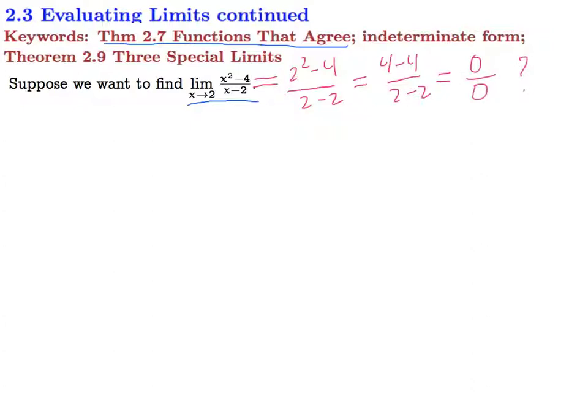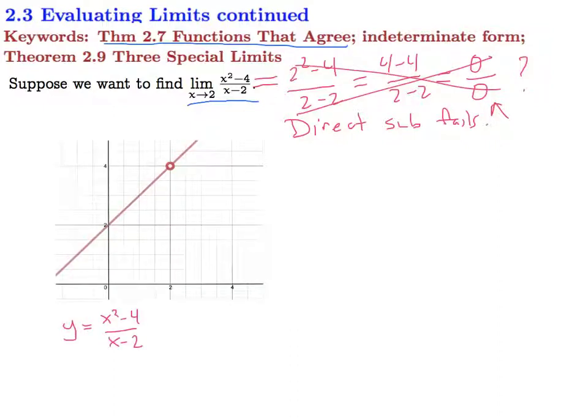So, well, what do we do with that? We can't divide by 0. That's bad. So this is definitely not going to work. Direct substitution fails. Well, maybe this thing just doesn't have a limit. So let's look at the graph. If I look at the graph here and I think to myself, well, what happens with values as we get closer to 2? Well, it looks like we are going to get closer and closer to 4. So this tempts me to think that the limit as x approaches 2 of x squared minus 4 over x minus 2 really does have a limit, and its value is going to be 4.